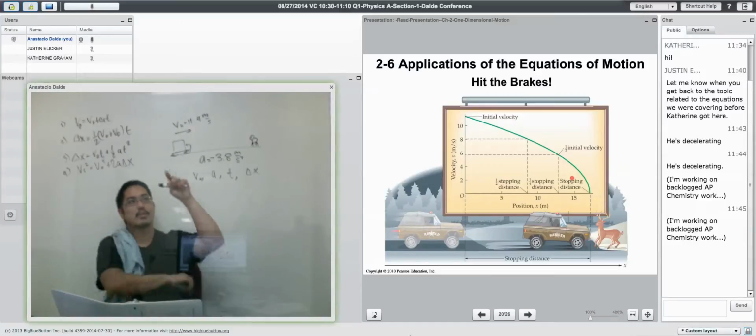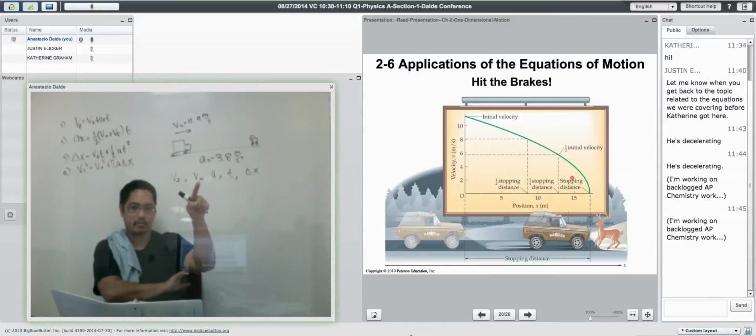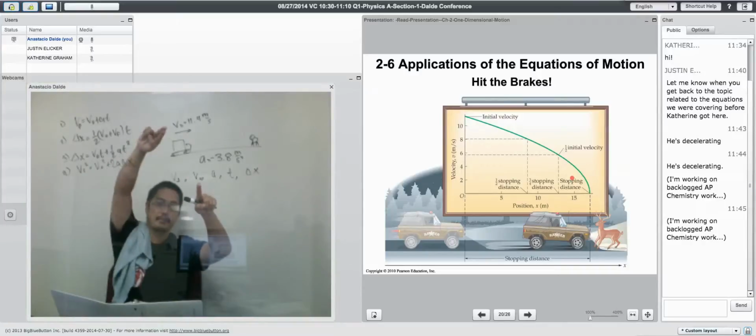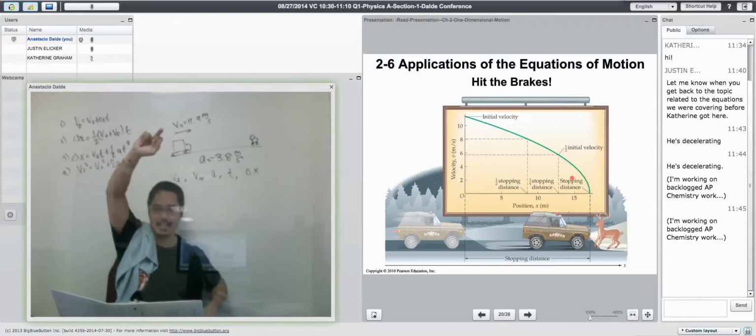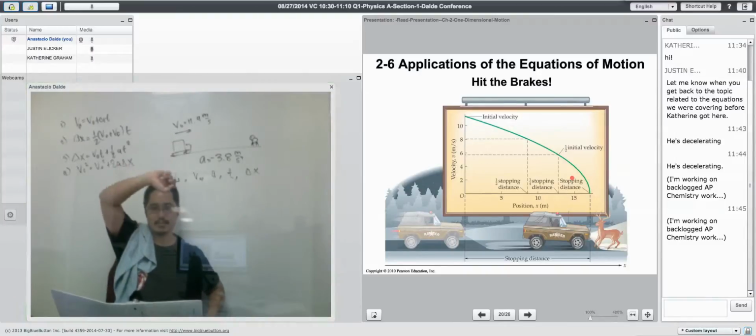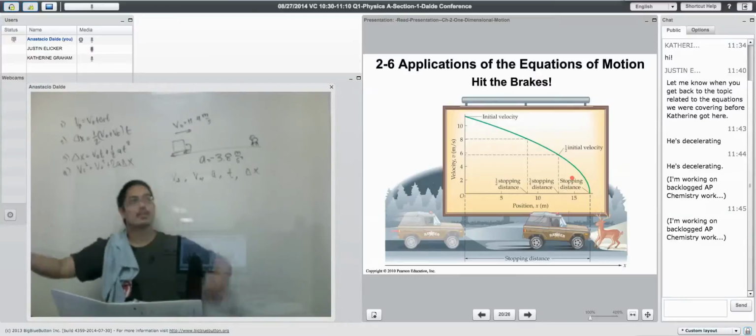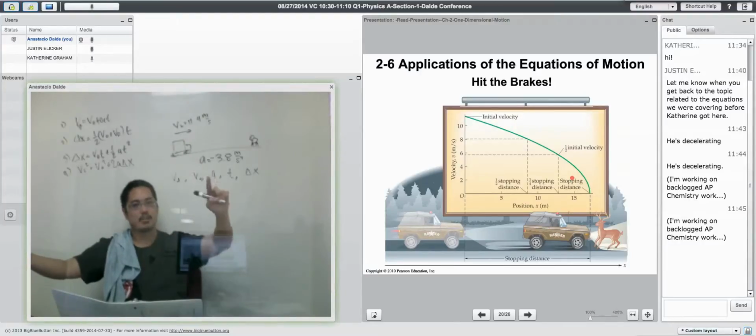So, do I know the velocity initial? Do I know the velocity he was moving at to begin with? Yes or no? Hint, hint. The answer is yes, you do know how fast he was going, but only at that specific moment. You don't know how fast he was going before. So I know the velocity initial. What about the acceleration?